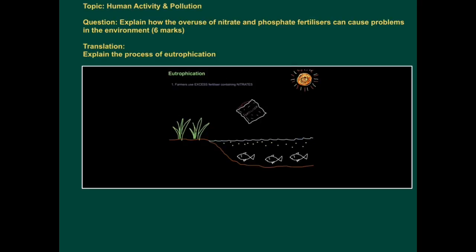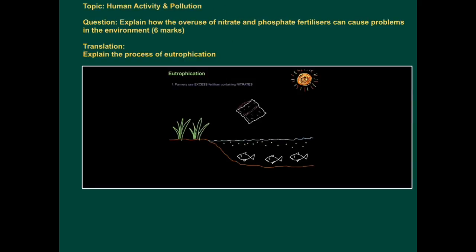This exam application tutorial is on the topic of human activity and pollution. The question for 6 marks is one of the most popular questions on this paper. Explain how the overuse of nitrate and phosphate fertilizers, or just fertilizers, can cause problems in the environment. In other words, explain the process of eutrophication.